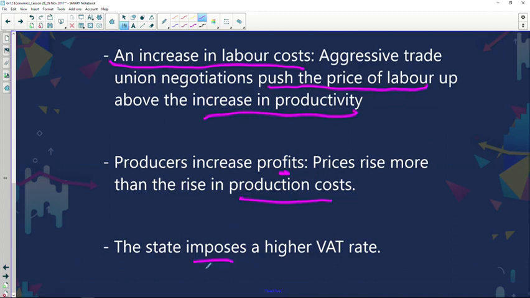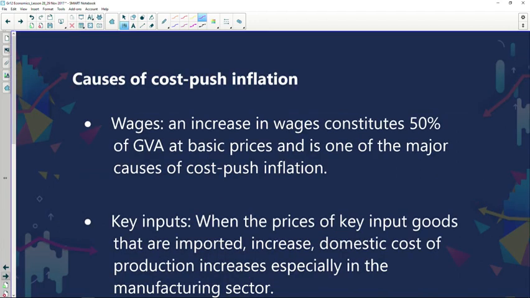The state imposes a higher VAT rate, that is our value-added tax. So the state will then impose this, and then that will cause this type of inflation. So the causes of cost push inflation, the first point that we're going to discuss is the wages. An increase in wages constitutes 50% of the GVA at basic prices, and is one of the major causes of cost push inflation.